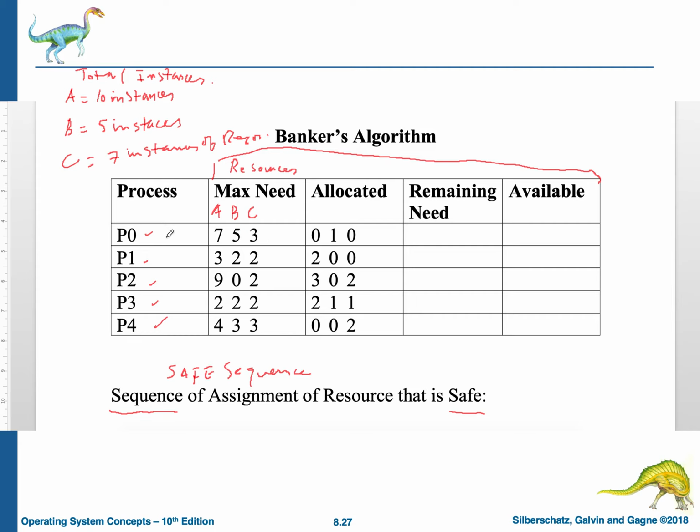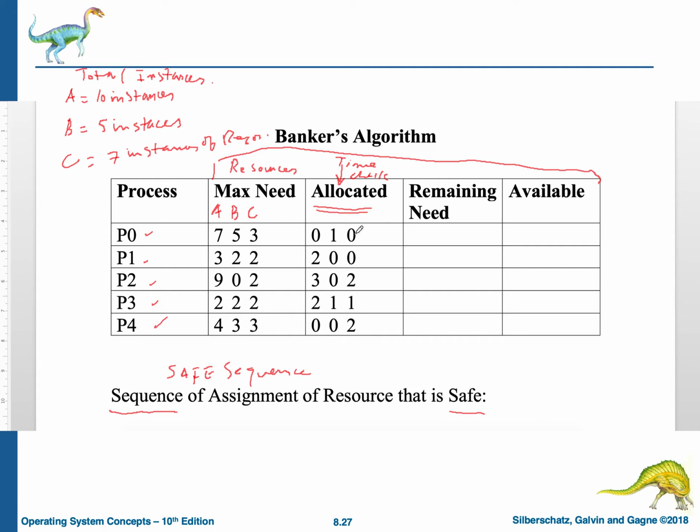Now these are the maximum need of these processes, meaning 7 instances of A, 5 instances of B, and 3 instances of C. P0 needs that, and P1, P2, P3 up to P4 need the instances listed. We also say required, right? Resources required. And what is already allocated, suppose we are already in a running process and at some time we check what the condition is and what resources are allocated to P0, P1, P2, P3, P4.